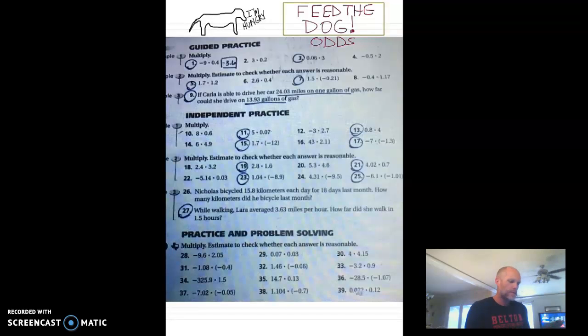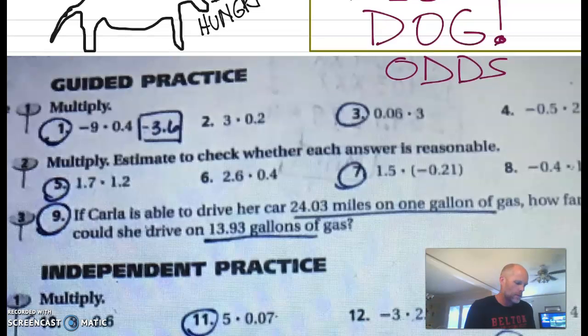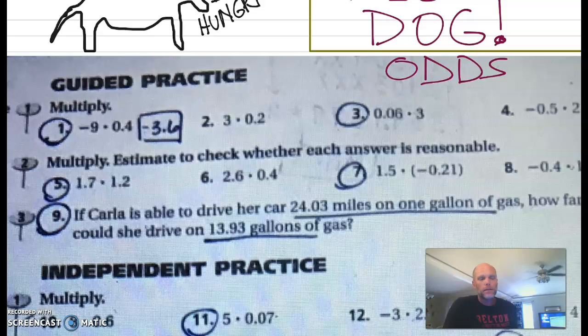Do the odd numbers. Somebody already did number 1 for you. Wasn't me. There you go. Why is it negative 3 6/10? Because of your integer rules, or your negative and positive multiplying rules, a negative times a positive is a negative, and then 9 times 4 is 36. But you got to feed the dog 1 time with that guy right there.